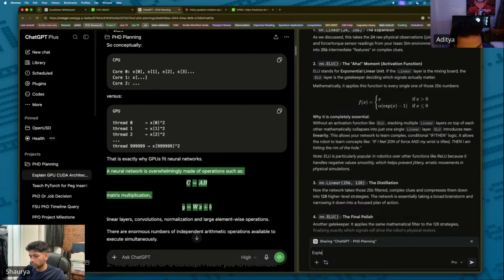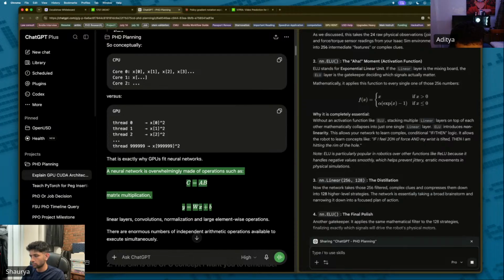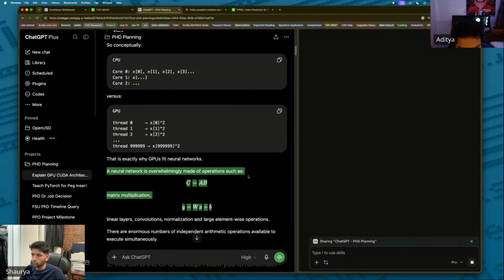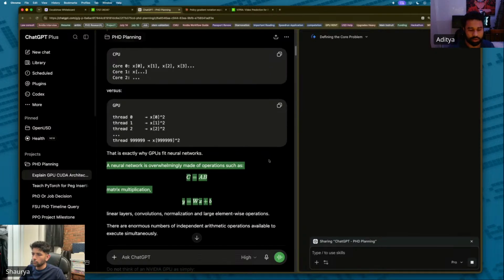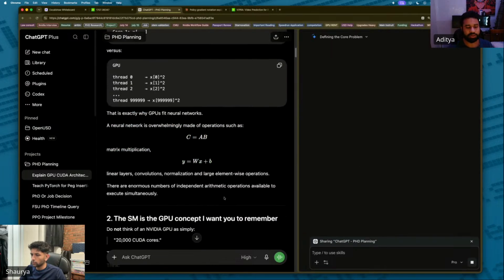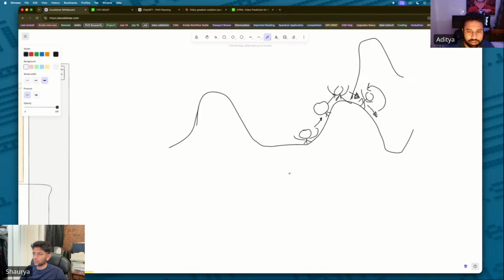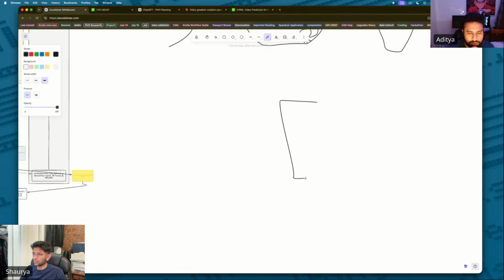This is exactly why GPUs fit neural networks. A neural network is mostly made of matrix multiplication, like A times B. There are an enormous number of independent arithmetic operations available. Is this matrix multiplication? Yes, brother, that's matrix multiplication. So you are multiplying weights, which is a matrix. I will show you.